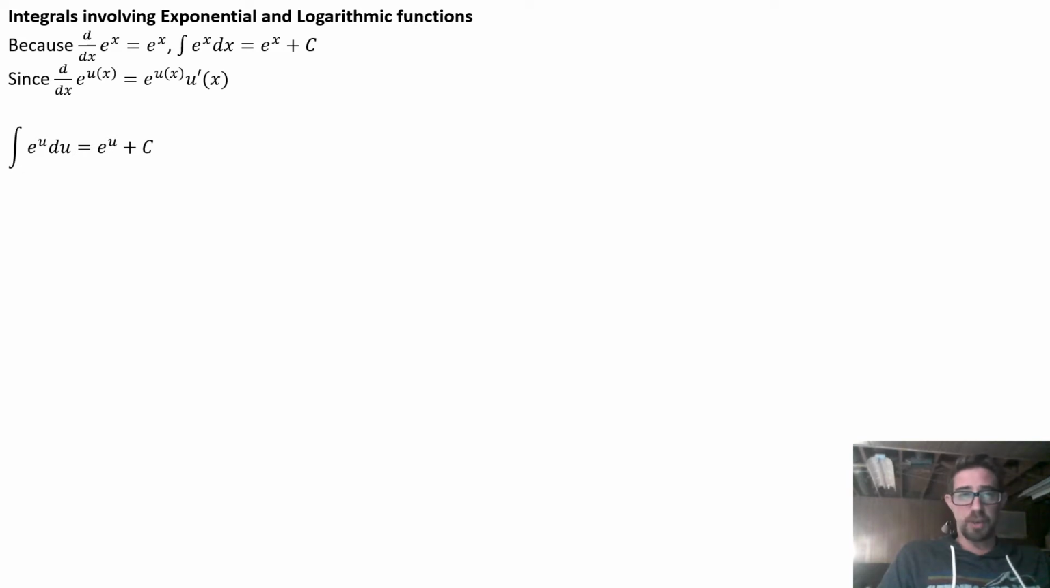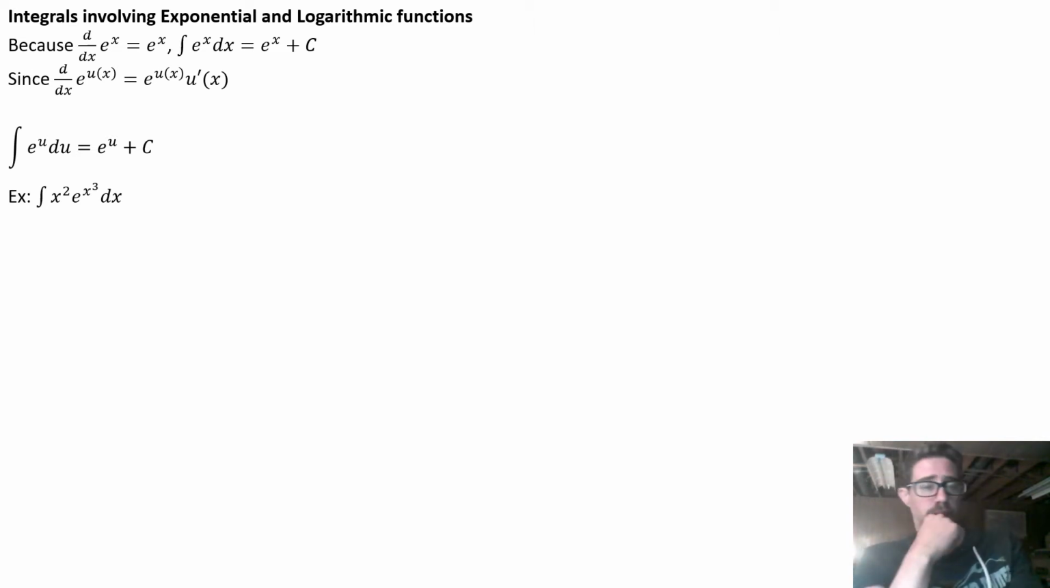The easier way to write that is, that whole thing, u prime of x dx, is just like du. So if you have the integral of e to the x, that's just e to the x. But if it's e to some function and then times the derivative of that function with the differential in there, then it's basically the same thing. You just have a function for u instead of just a variable.